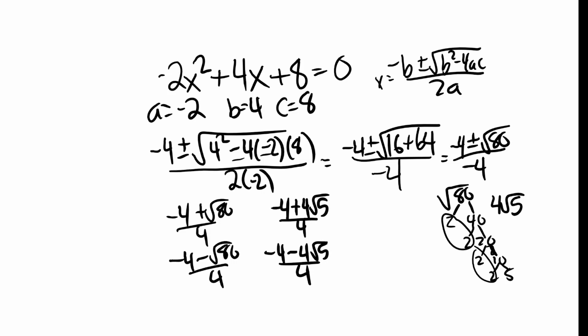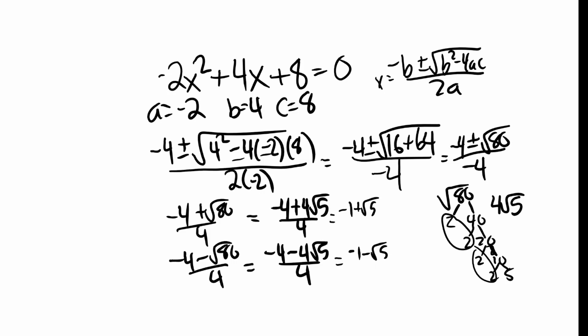Have we put the answer in its final form? And the answer is no, because there are 4's in all of these terms. So I can divide them, and I get negative 1 plus root 5 over 1, and negative 1 minus root 5 over 1. And this would be a place we could bail. We could also just not do the over 1 parts. It's just negative 1 plus root 5 and negative 1 minus root 5.